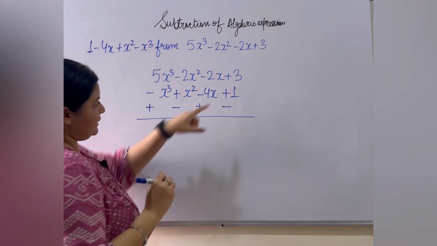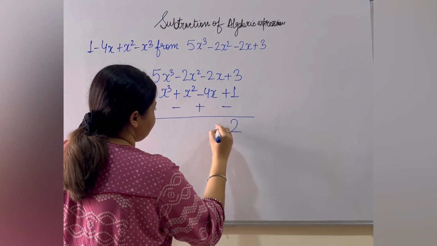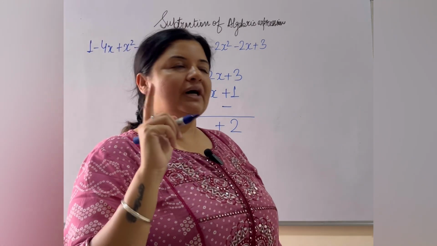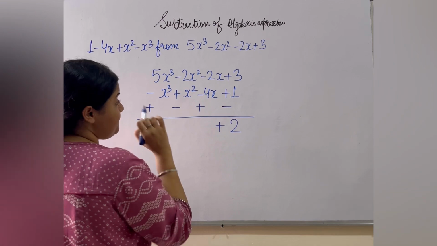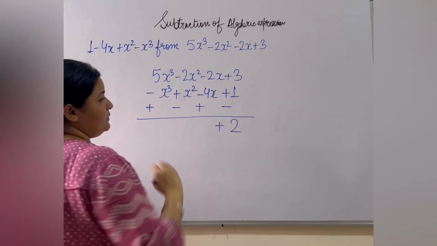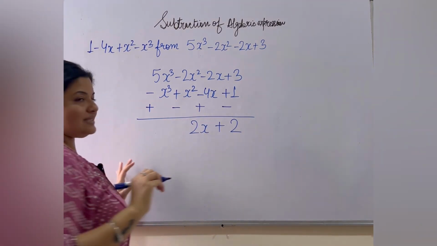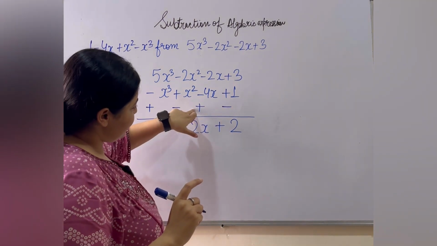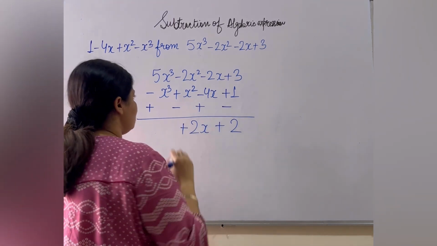Now we will solve it. 3 minus 1 gives us 2. Plus minus is minus, and we will put the sign of the greater number. Now minus plus minus. Now here we have to subtract 4x and 2x. So we got 2x. But we have to use the sign of the bigger number. So here we are having plus with 4x. So I will write plus 2x.